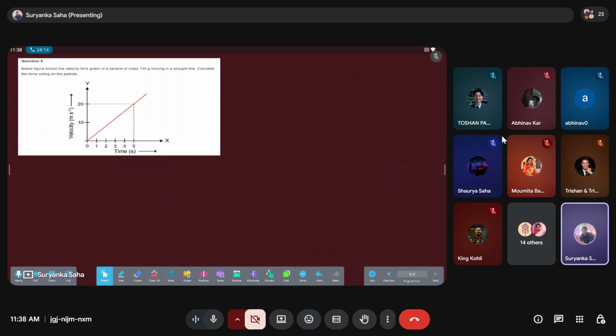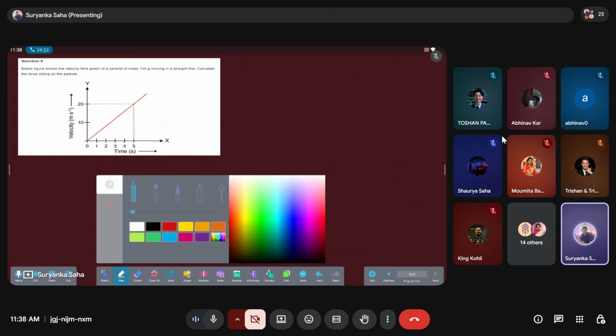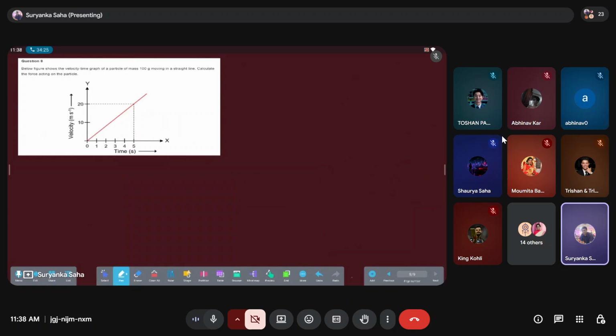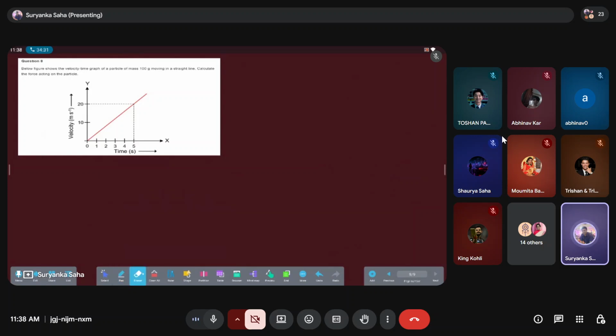Now, this is a combination of the last chapter, motion in one dimension, and Newton's law, a punched question. This question is a punched question from the two chapters. So be very careful while studying physics, because all the chapters will be entangled and mixed with each other.